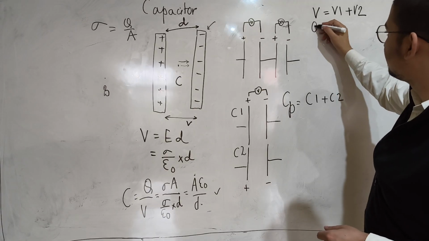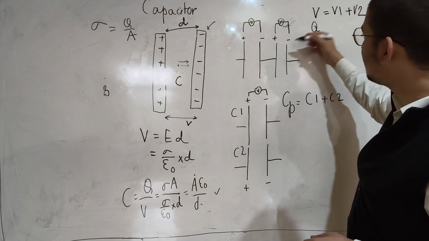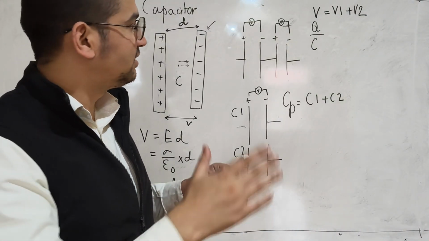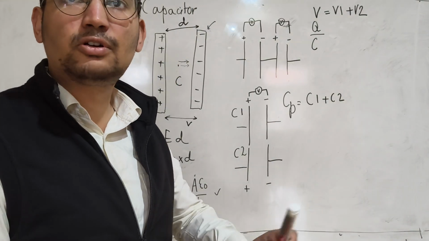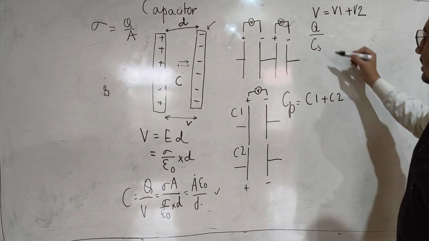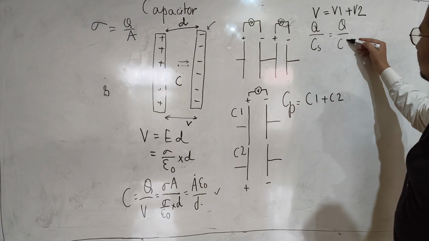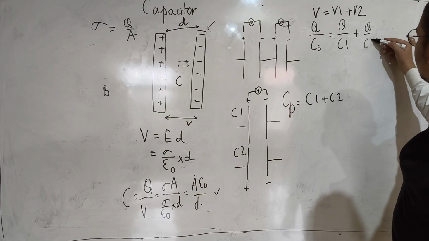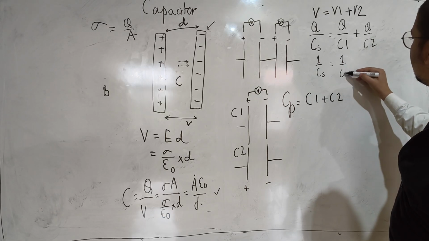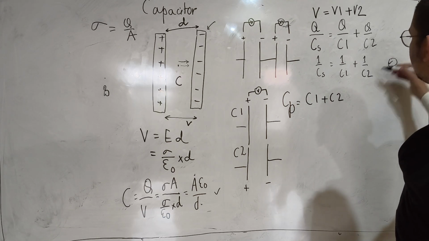V is Q by C. You can write V as Q by C. Q is the charge on each of these capacitors, and in series connection, the charges accumulated in the capacitors are equal for all the capacitors. So you have Q by Cs, in series, equal to V1, which is Q by C1, plus V2, which is Q by C2. From here we get 1 by Cs equals 1 by C1 plus 1 by C2. This is for series connection.